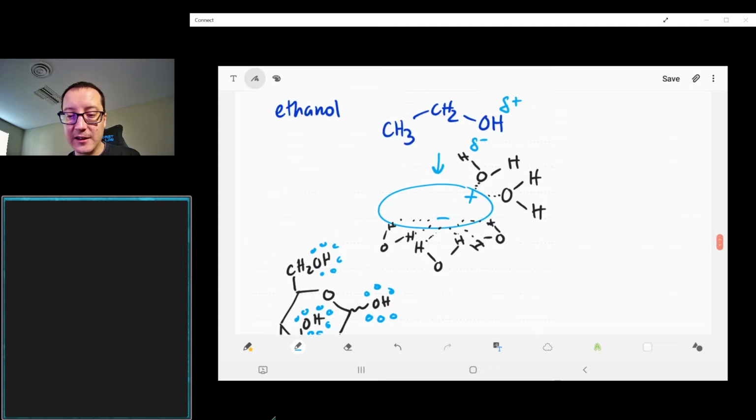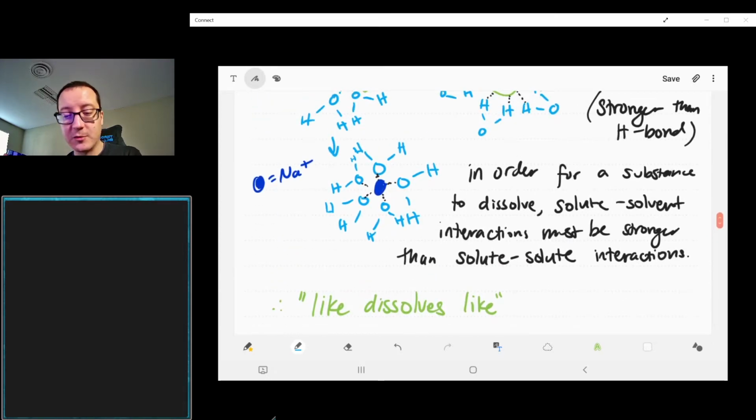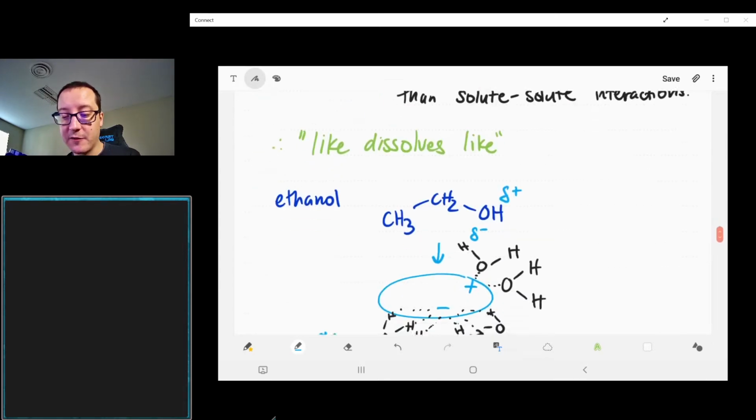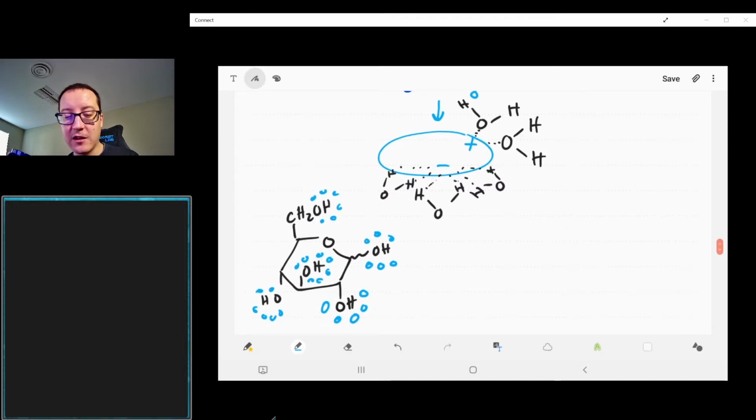So with ions, you can kind of get them all surrounded by the waters. But for the polar stuff, it's less obvious, as it were, because there's not full charges here. And so these are still just dipole-dipole interactions or hydrogen bonds here. No new interactions.